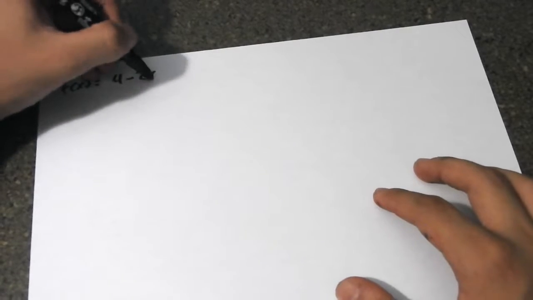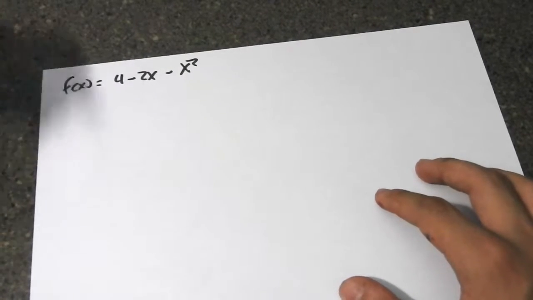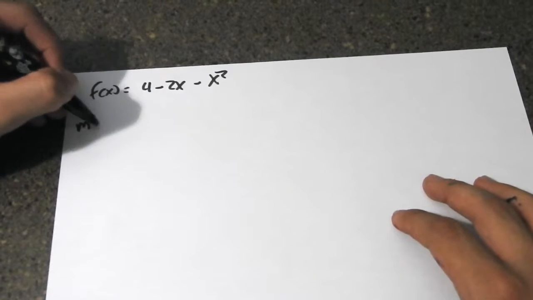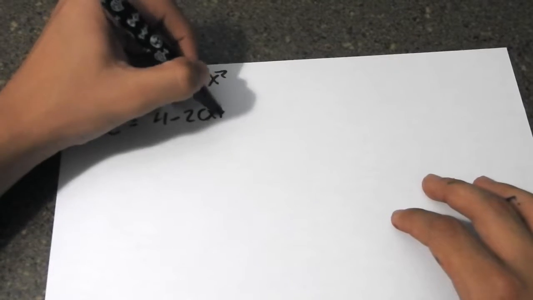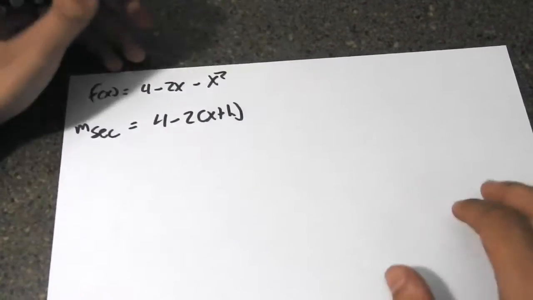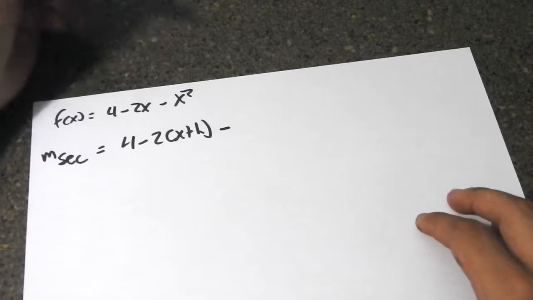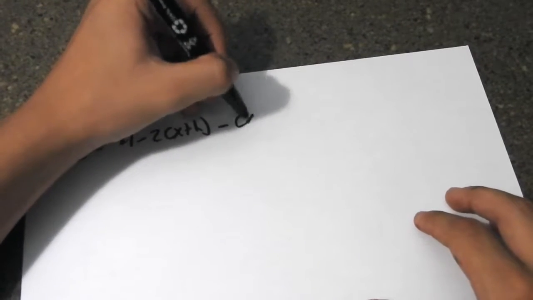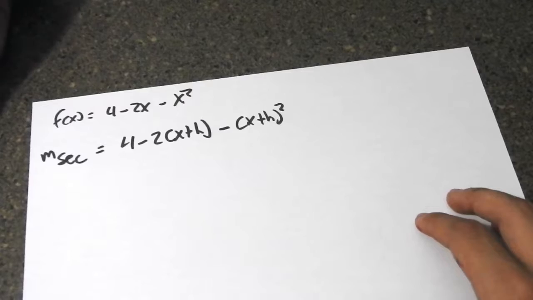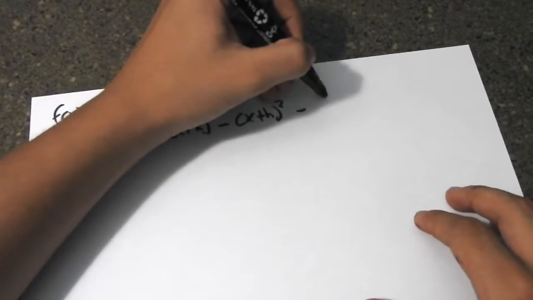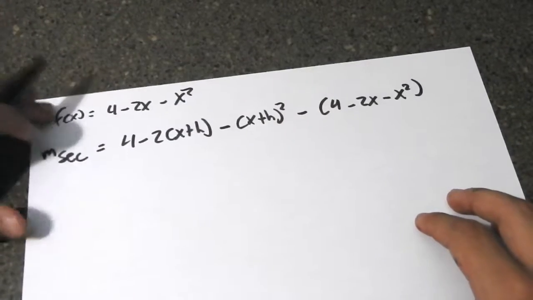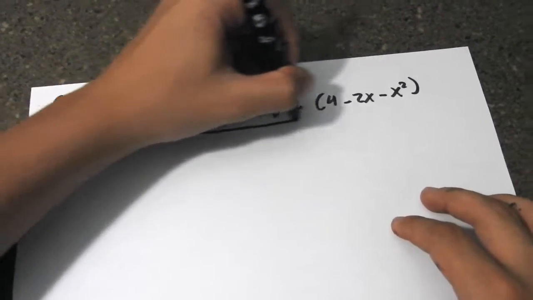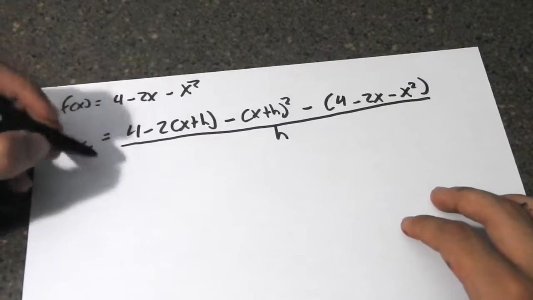So we have here this next example. f of x equals 4 minus 2x minus x squared. Now we know that we have to find the slope of the secant line. We know that is 4 minus 2 times (x plus h) minus (x plus h) squared. I'm just applying the definition of the derivative using limits. And then we're going to have minus (4 minus 2x minus x squared), all of this over h.